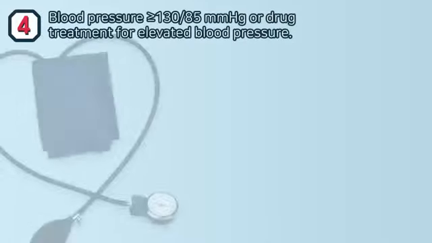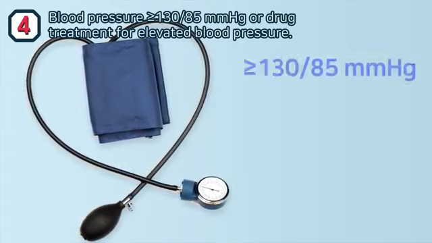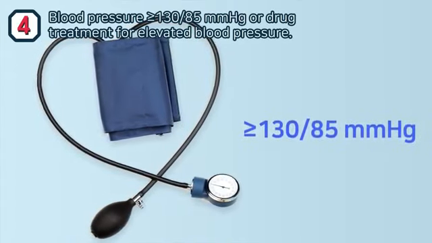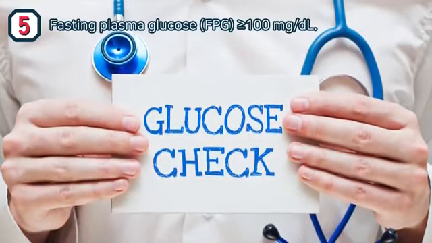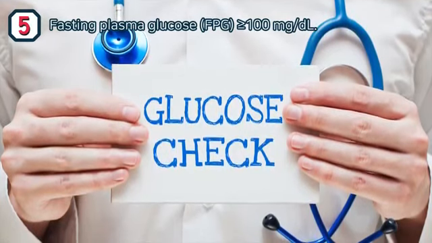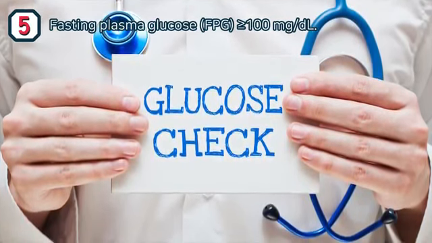4. Blood pressure equal to or greater than 130 over 85 millimeters of mercury, or drug treatment for elevated blood pressure. 5. Fasting plasma glucose, FPG, equal to or greater than 100 milligrams per deciliter.